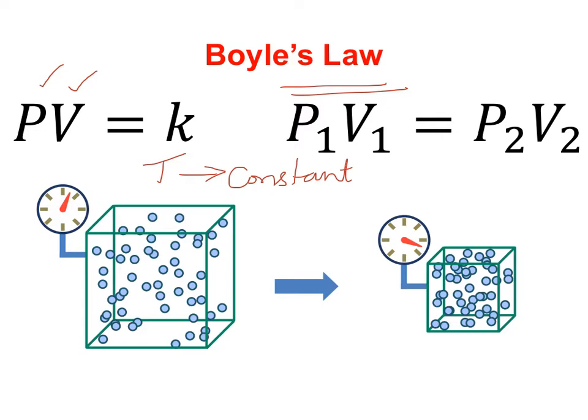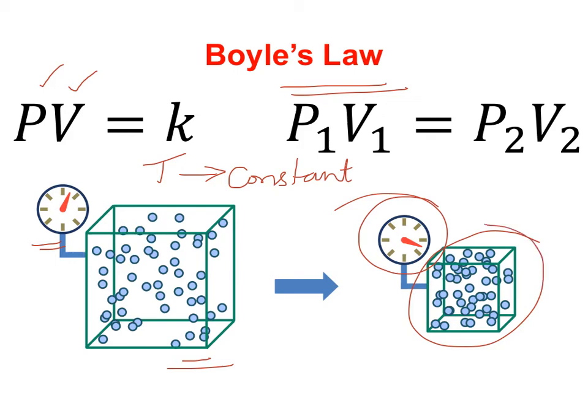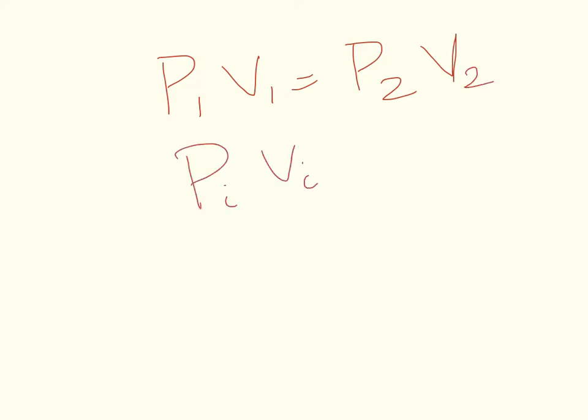Pressure increases, so this is the first pressure and first volume. When the pressure increases, volume decreases. Now mathematically, this can be shown as P1 V1 equals P2 V2. Sometimes they also say Pi Vi, as in pressure initial, volume initial, is equal to Pf Vf, final pressure and final volume. So what does it mean?